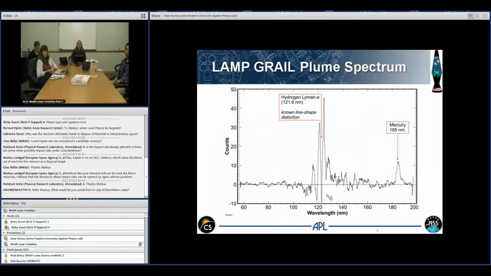Now for GRAIL, this is what the spectrum looks like, and we again got that line at 185 nanometers, which we attribute to mercury. The region between 130 and 170 nanometers is pretty noisy, so we have not identified any molecular hydrogen or carbon monoxide in there. But we do have an excess signal at Lyman alpha from atomic hydrogen. That's a funny line shape there, but that is basically the known instrument response at Lyman alpha.